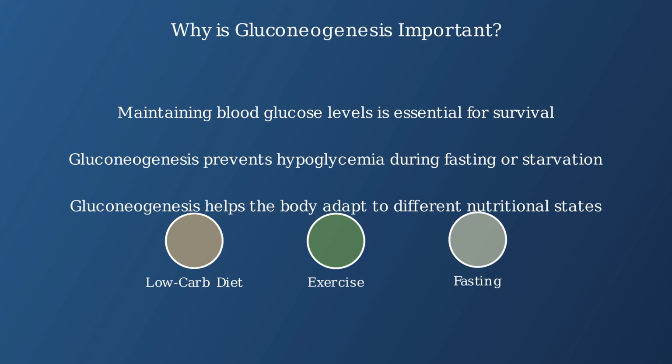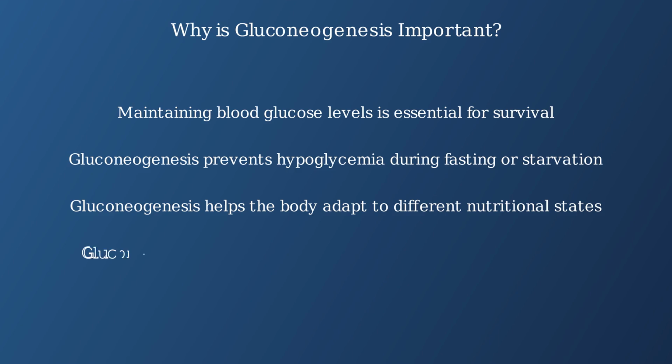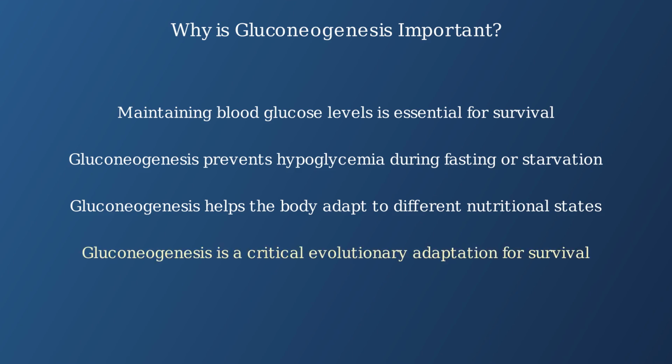Gluconeogenesis is a metabolic adaptation that allows the body to maintain blood glucose levels during various nutritional states, including low-carbohydrate diets, exercise, and fasting. From an evolutionary perspective, gluconeogenesis is a critical adaptation that allowed our ancestors to survive periods of food scarcity and varying food availability. This metabolic pathway ensured that even when carbohydrates were scarce, the brain could still receive the glucose it needs to function properly.